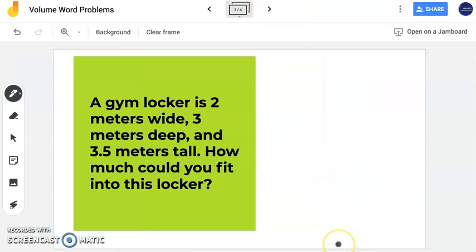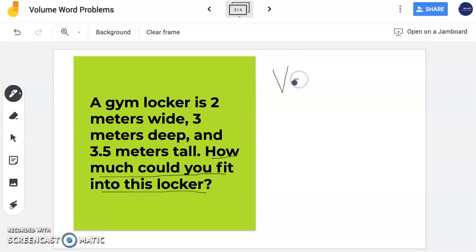My next problem says a gym locker is 2 meters wide, 3 meters deep, and 3 5/10 meters tall. How much could you fit into this locker? Now, how much could you fit into this locker is the question this problem is asking me. This question, when it's saying how much space is inside of something, how much can you fit inside of something, that is the definition of volume. So even though we don't see volume written anywhere in this question, the question is telling us by the description that we need to find the volume of this gym locker.